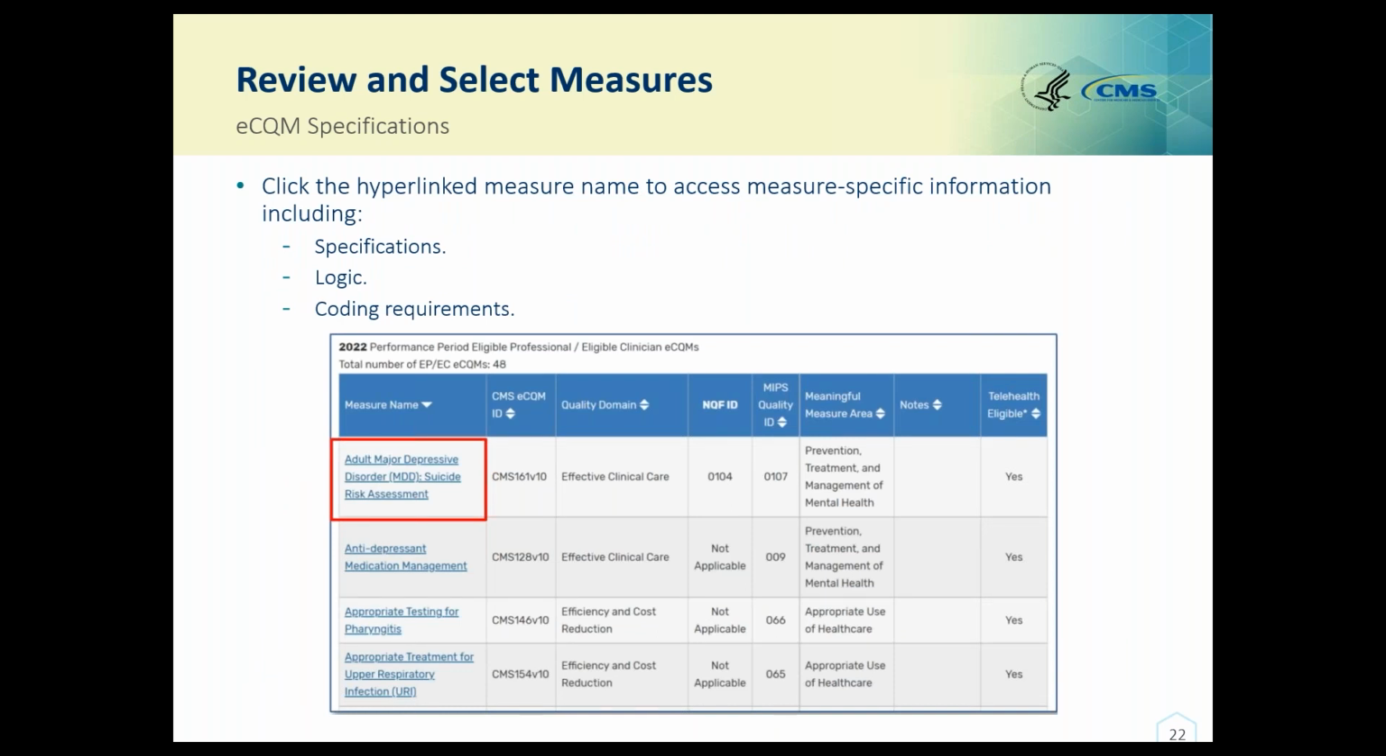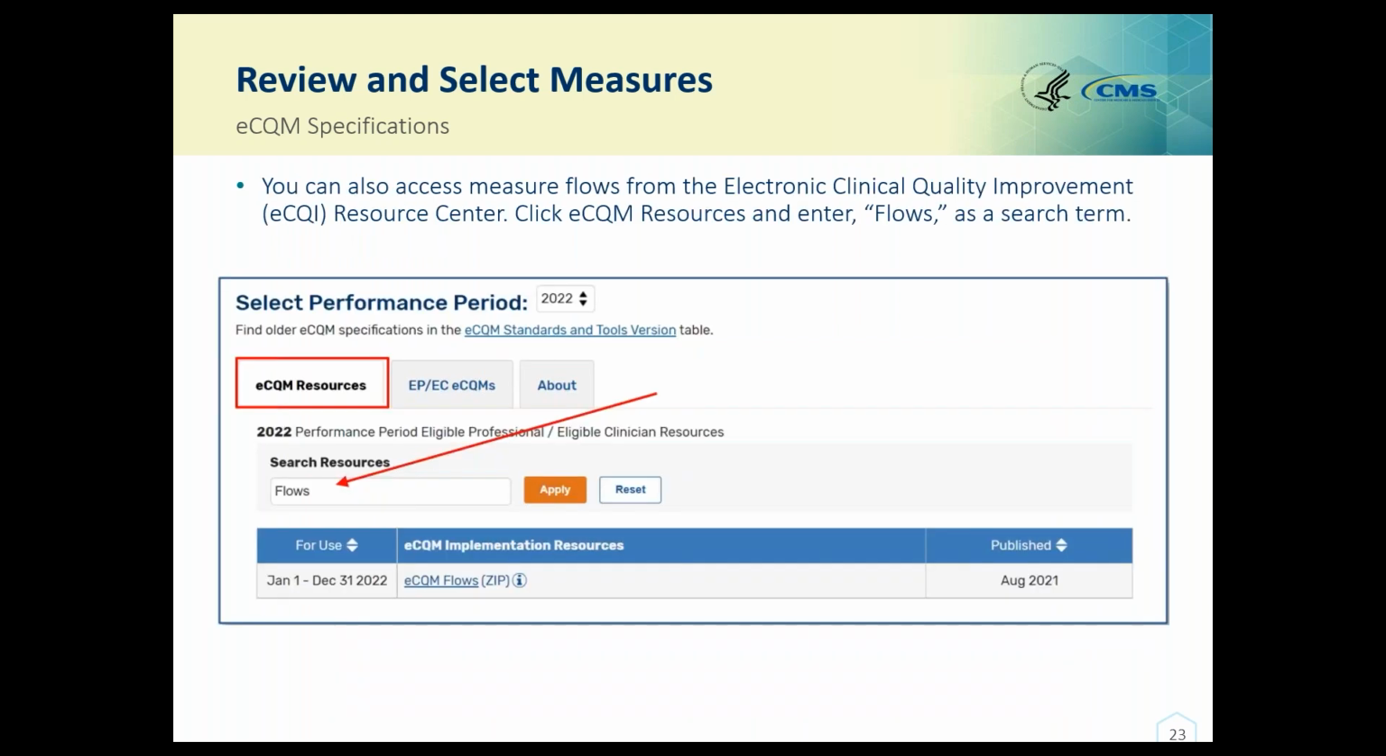To access measure-specific information such as specifications, logic, and coding requirements, click the hyperlinked measure name, and that is outlined in red on this slide. Next slide, please. To access measure flows from the Electronic Clinical Quality Improvement Resource Center, you want to click the ECQM resources, which is highlighted in red, and then you'll want to enter flows as a search term. Next slide, please.